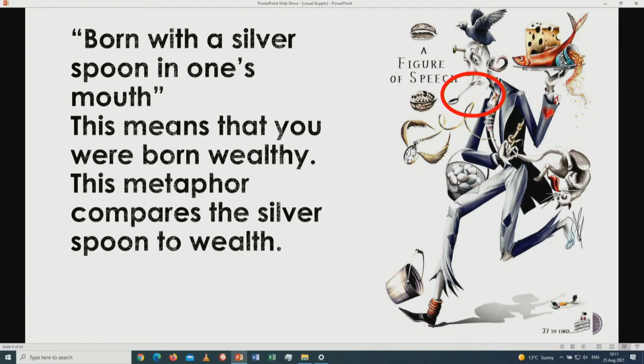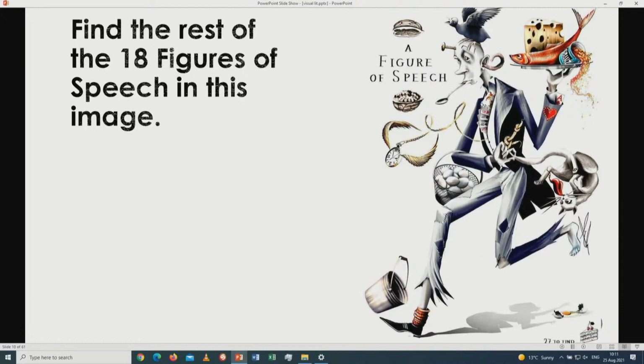So with all these illustrations, we are trying to differentiate between the metaphor and simile. We can see that with all these comparisons, there is no as or like, unlike when we are talking about a simile, where we'll see a sentence like that. So this metaphor compared a silver spoon to wealth.